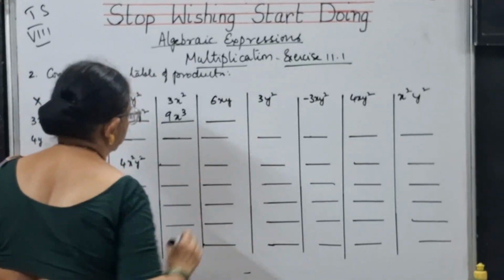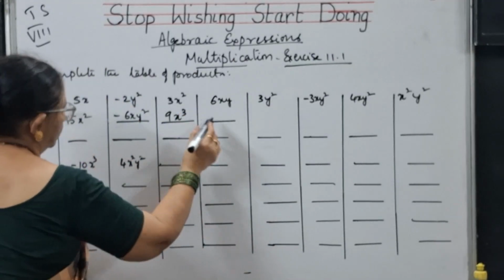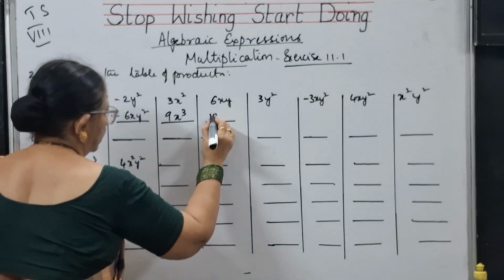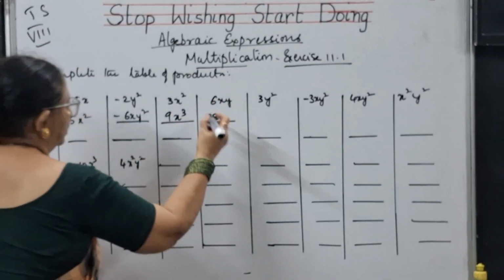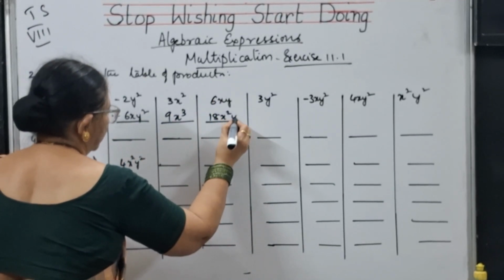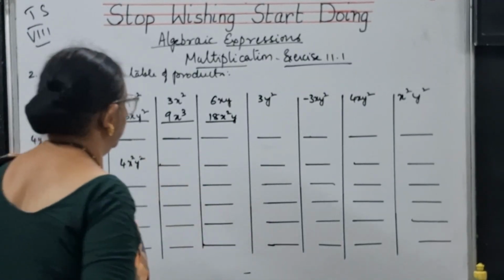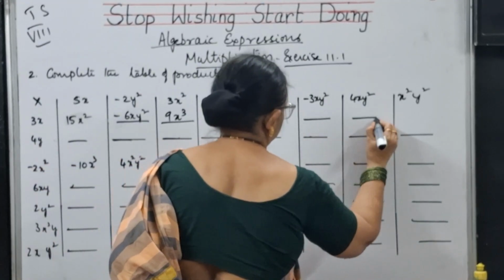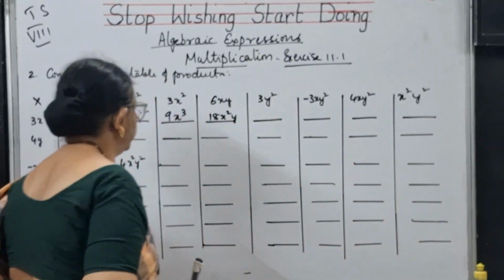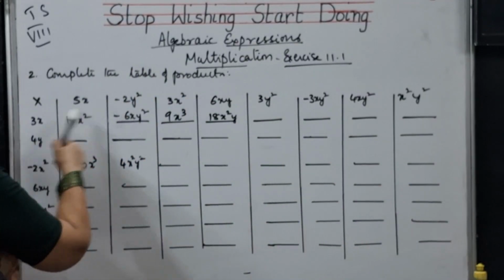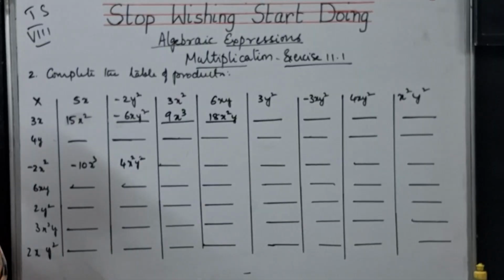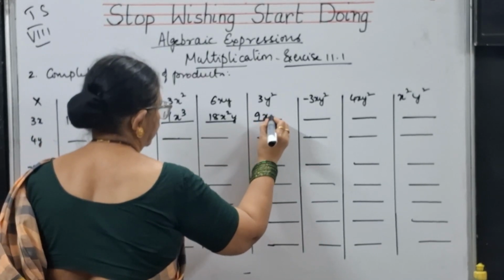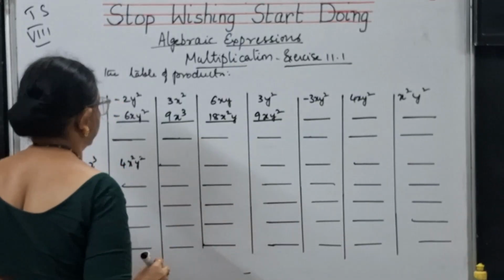Now these two are positive signs, so no sign is required. 3 6 are 18, x into x, x square, y. Now here, let me take this. So first signs positive, 3 3s are 9, x, y square.